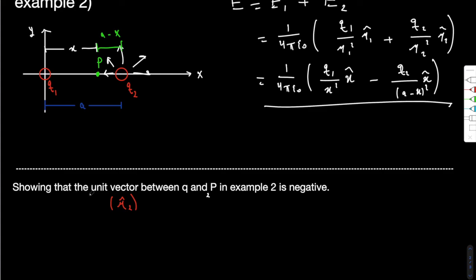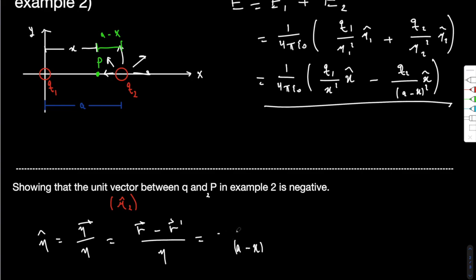Okay, so now we're going to show the unit vector r hat 2 between q and p in example 2 is in the negative x hat direction. So I kind of just said, okay, let's look at it. It points here. But now we're going to show it's in the negative x hat direction. So we know that script r hat is equal to script r vector over the distance. And that's also equal to r vector minus r vector prime over the distance. Right? And we know that distance is just going to be a minus x, as we saw up here. So it's going to be a minus x.